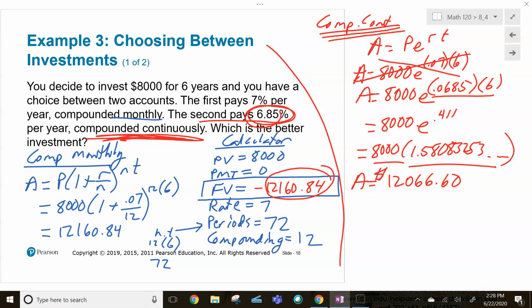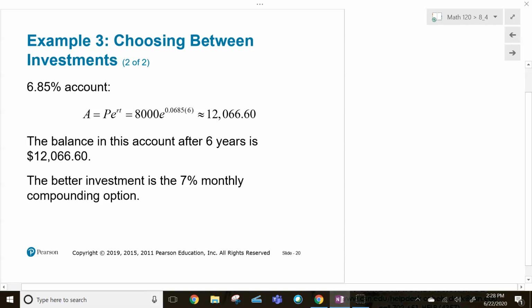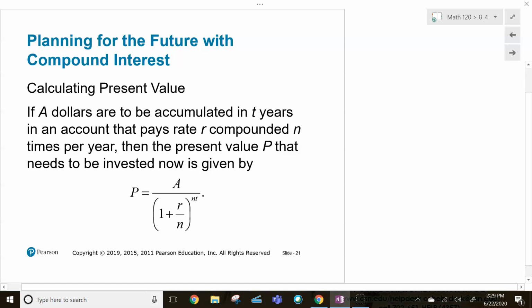So the question is, which one was more? With continuous compounding, it's gaining interest every day, every second, but it's only at 6.85%. Is that better than compounding monthly at 7%? Well, it looks like we end up with a little bit more over here, just under $100 more. So I'm going to go with the monthly compound situation. And by the way, continuous compounding is really more theoretical. I've never seen an investment product have continuous compounding.